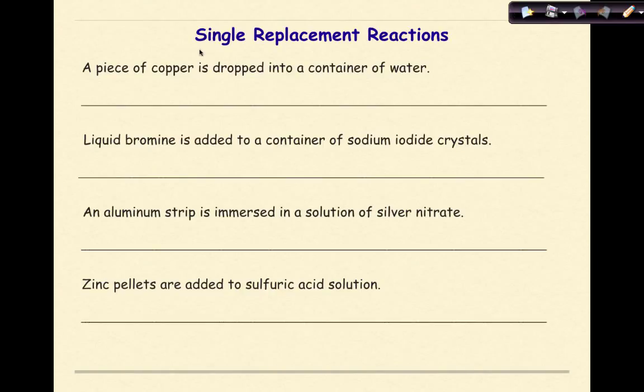Welcome to a little review of single replacement reactions. A piece of copper is dropped into a container of water. So we have two reactants here: copper and water. Remember, copper is going to be represented as Cu, dropped into a container where we can consider that a plus, and then water is H2O.